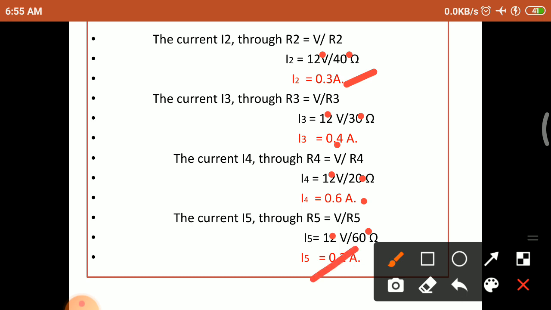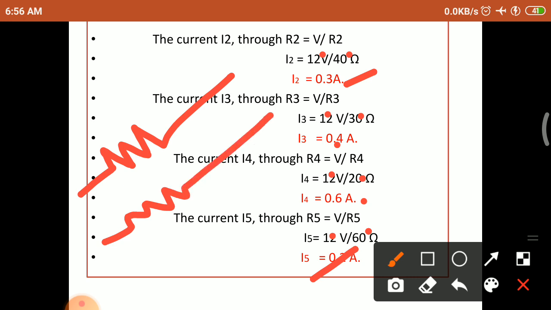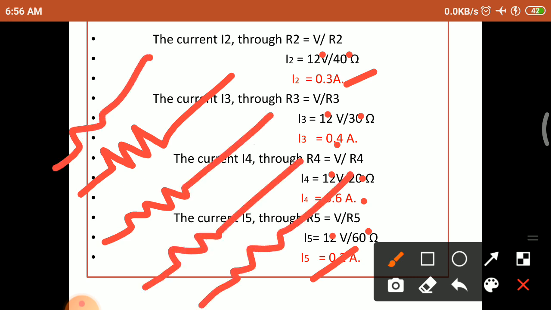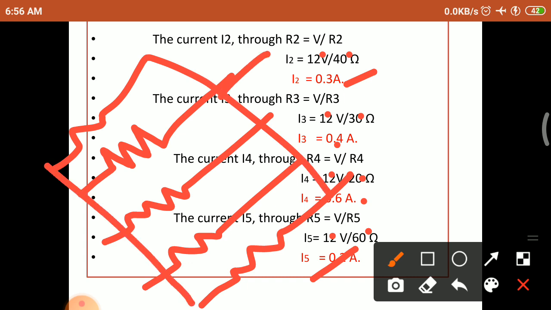So I calculated I1, I2, I3, I4, I5 because the resistors are connected in parallel. When the resistors are connected in parallel, the current through each resistor varies. This is I1, I2, I3, I4, I5.